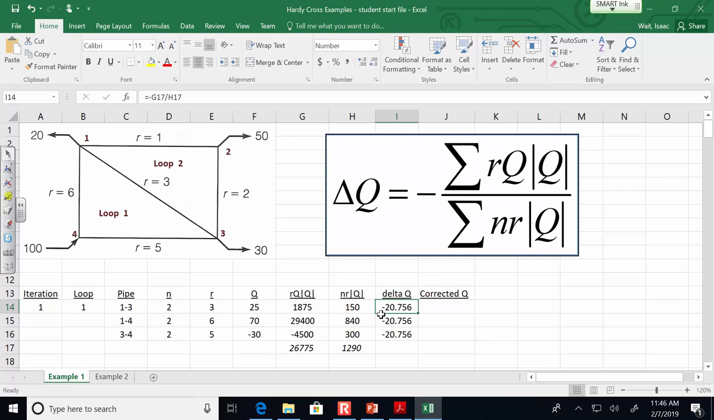So the corrected flow is the original guess plus the change. Since the change is negative, you can see that our initial guess through pipe 1-3, I assumed that it was going to be 25. This is saying, well, the flow is actually closer to 4. Okay. So we have corrected flow rates. Any questions? All right. Now we're still on our first iteration, but let's look at the perspective of loop 2.